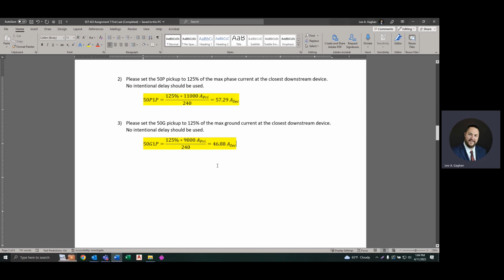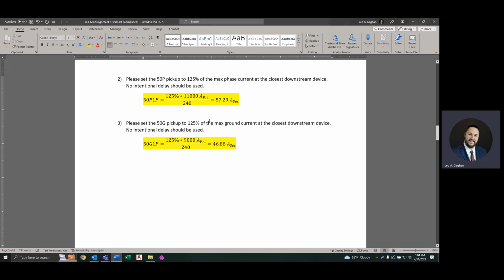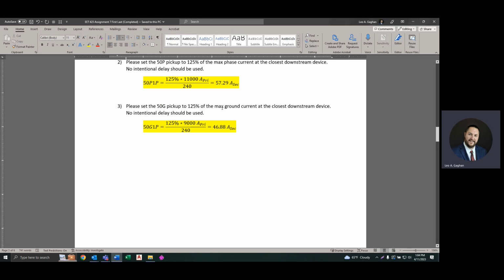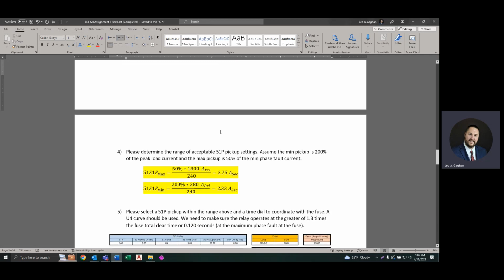I think almost everybody gave me curves for these two responses. I actually didn't really need curves at this point. For the whole homework, I really only needed two curves: a phase curve and a ground curve. The settings work together within the curve to create a characteristic. But if you're able to give me these numbers, we were good with that.